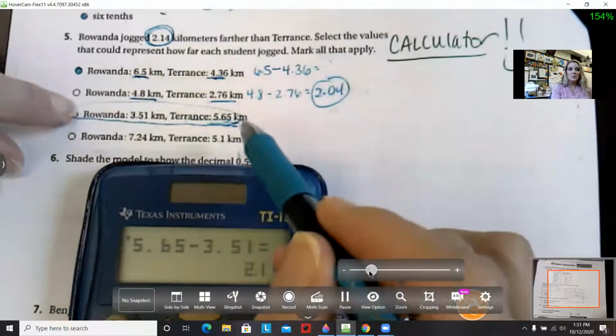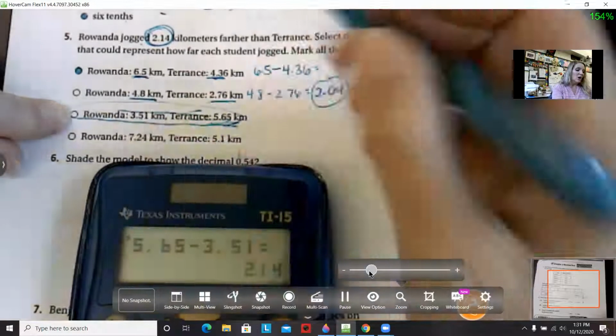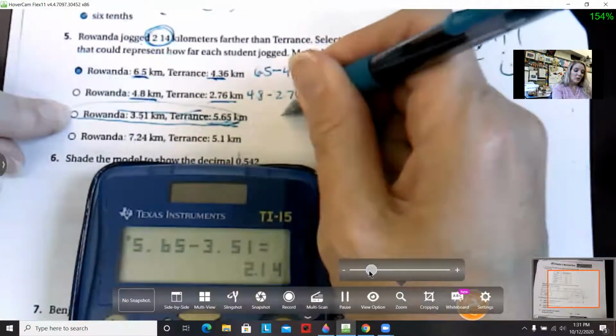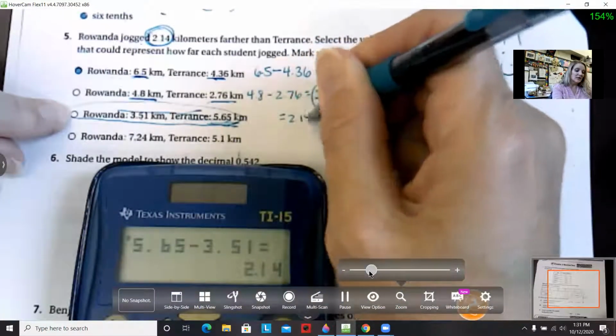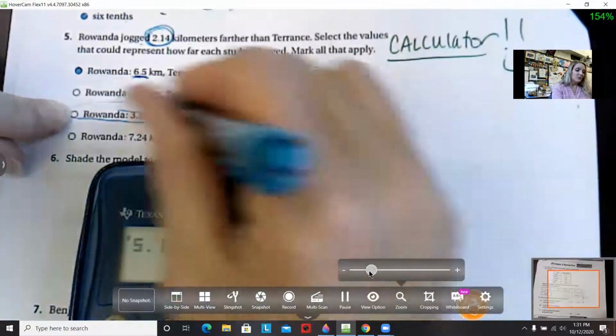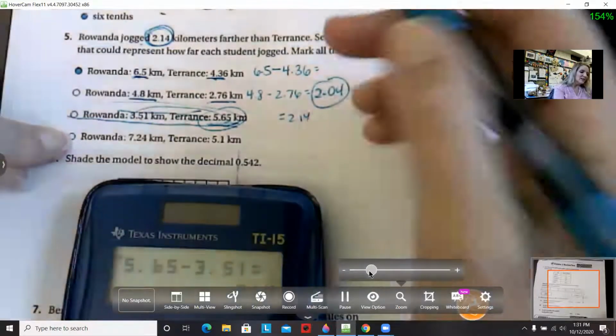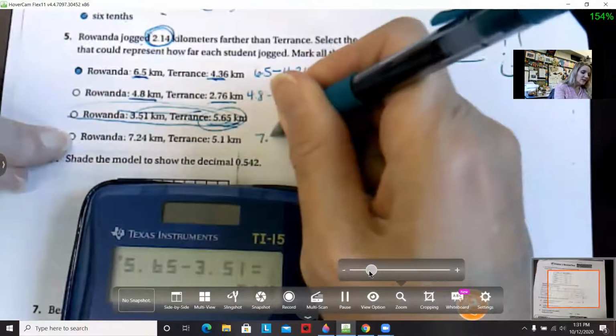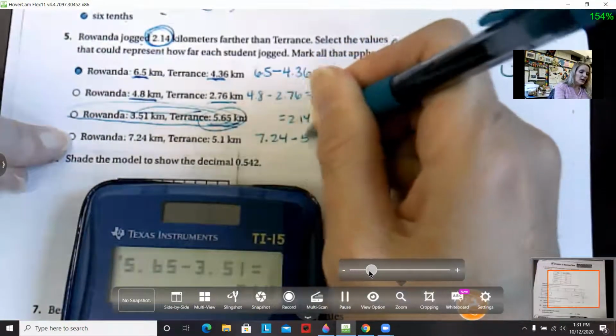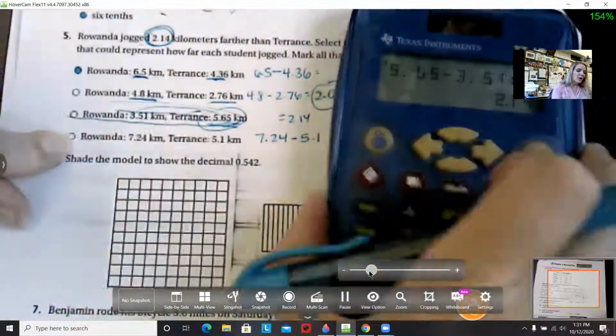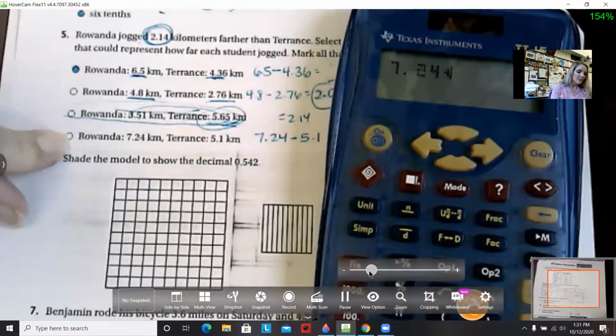So this third one cannot be, although if I subtract them, it will equal 2 14/100, but that would be that Terrence ran farther than Rwanda, and that cannot be. Okay, that's a trick question there. Okay, let's go to the last one. Let's look at Rwanda's. Hers is greater than Terrence, 7 and 24 hundredths minus 5 and 1/10. Go ahead and plug that into your calculator.